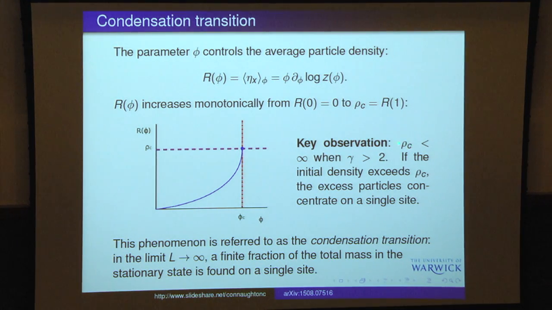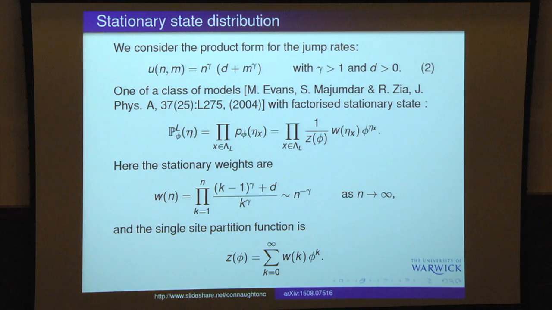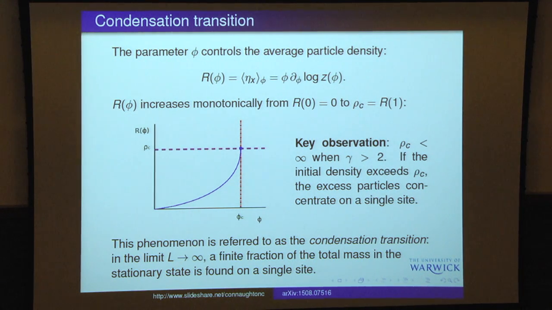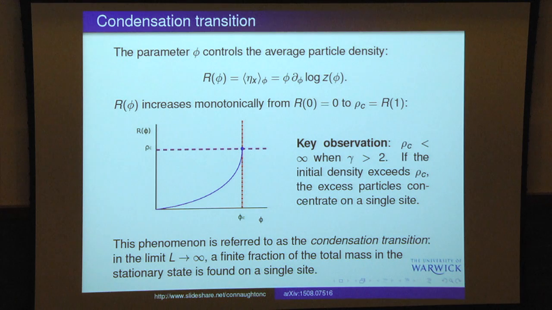and the critical density associated with that is finite when gamma is greater than 2. If this exponent gamma in these rates, and I'm trying to use the same notation consistently here, is again the degree of homogeneity of these rates for large occupation numbers, then when gamma is greater than 2, there's a finite maximum particle density which the system can support. If your initial condition contains more mass than this, the excess mass concentrates on a single site. This phenomenon can be accessed analytically in great detail due to our analytic understanding of the form of the stationary probability distribution for this kind of model.